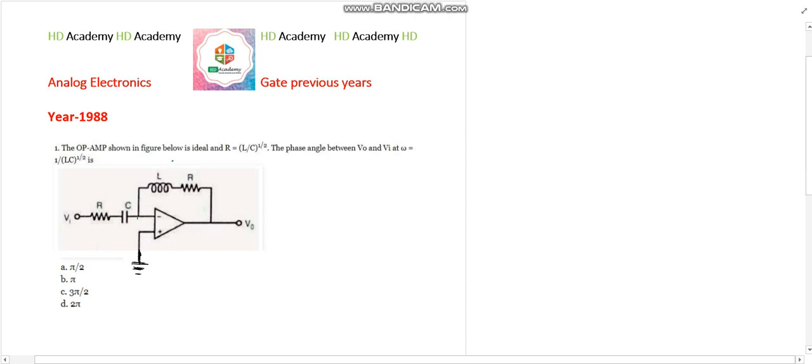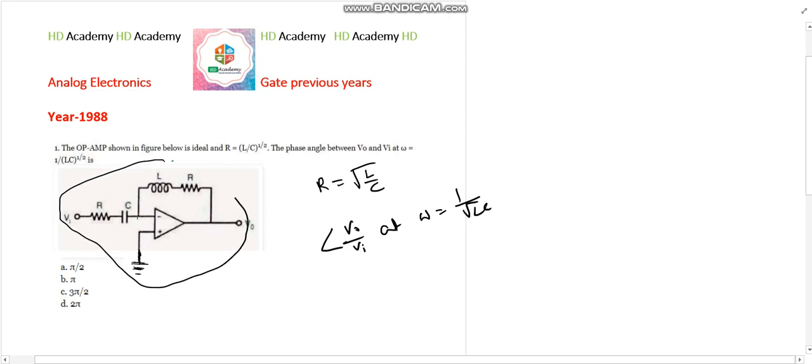So this op-amp is given, and they told that the op-amp is ideal, and the R value is given as root over L by C, and they ask the phase angle between output voltage and input voltage at omega equal to 1 by root LC. This is the question. Okay, now let's see.